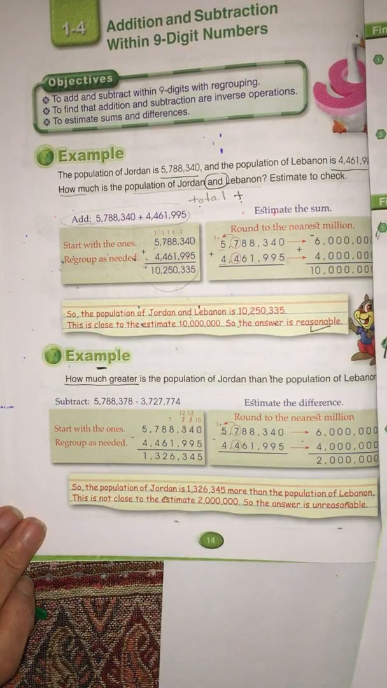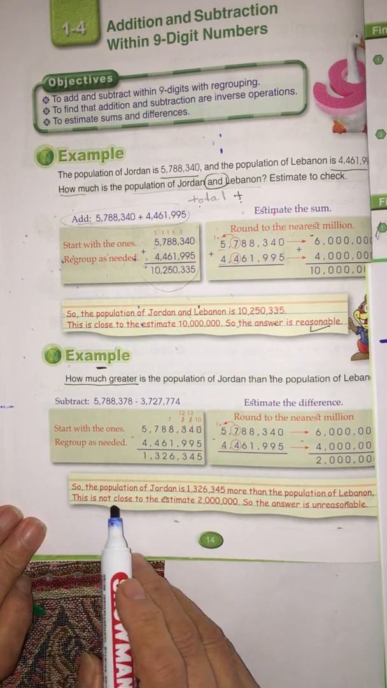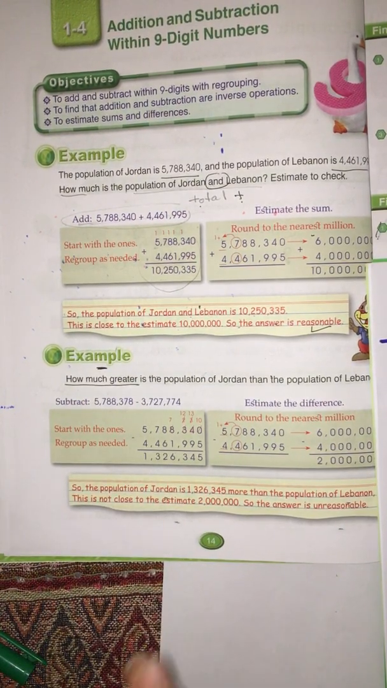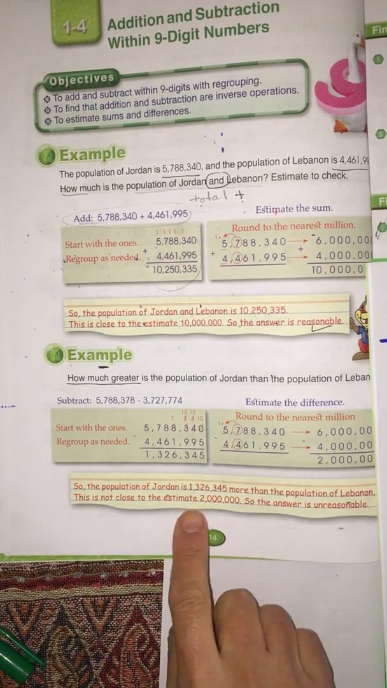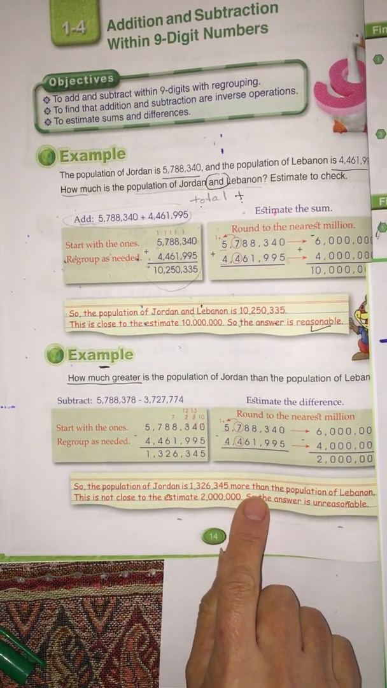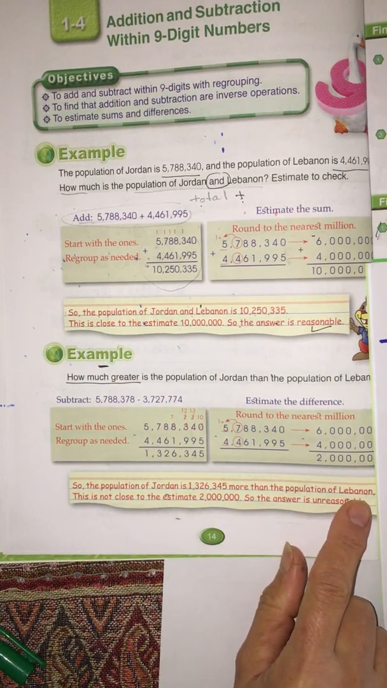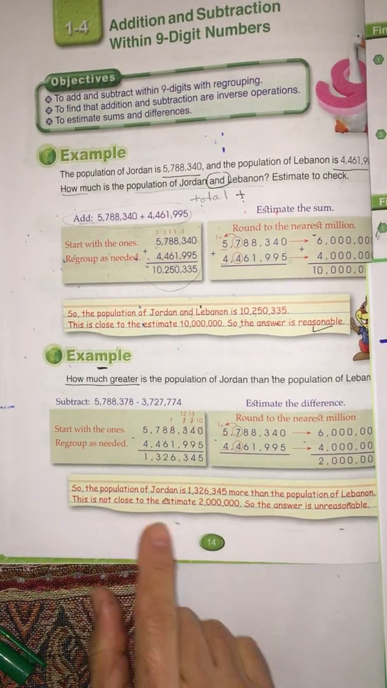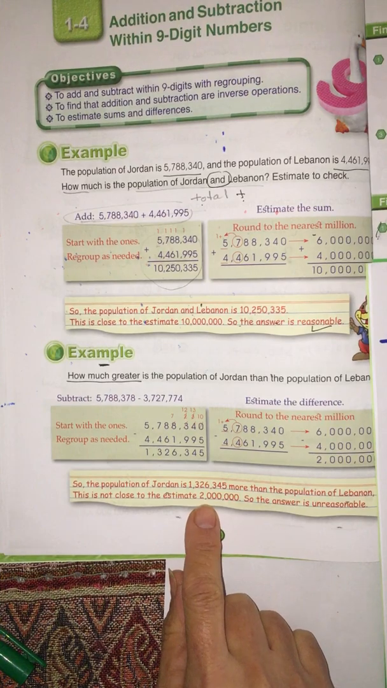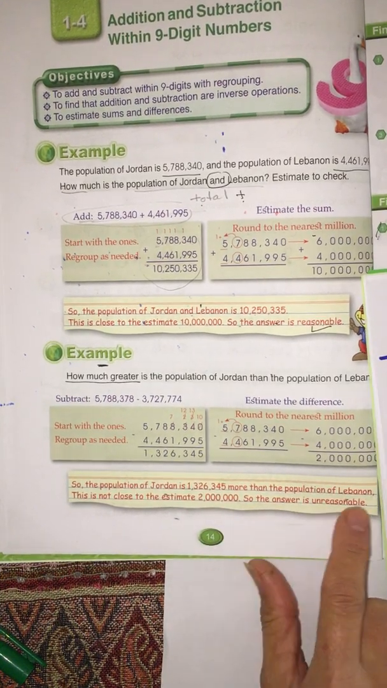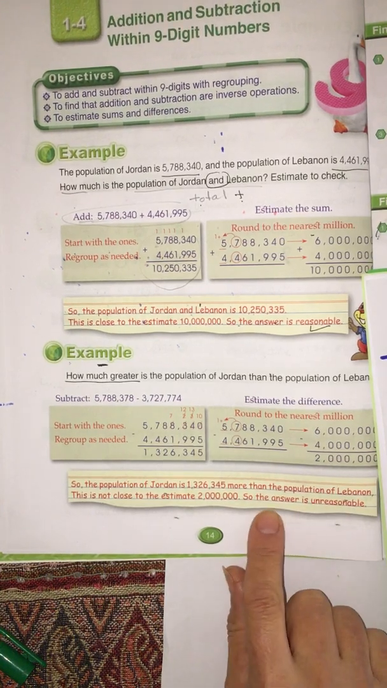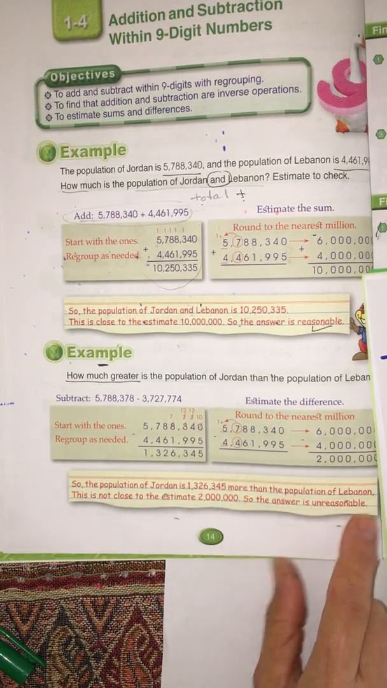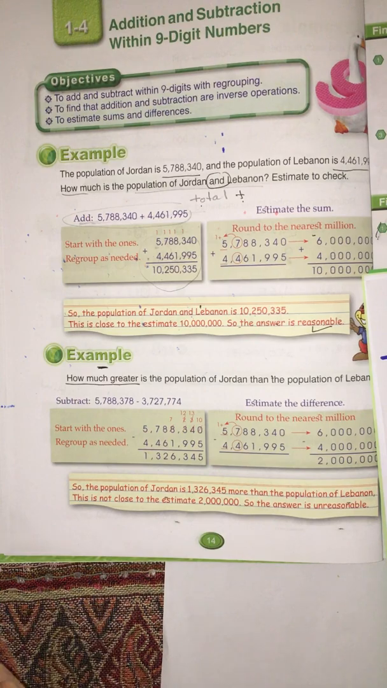Now let's read what they solve here. They said, so the population of Jordan is 1,326,345 more than the population of Lebanon. This is not close to the estimate, اللي هو 2 millions. So the answer is unreasonable. Unreasonable يعني we don't agree عليها.